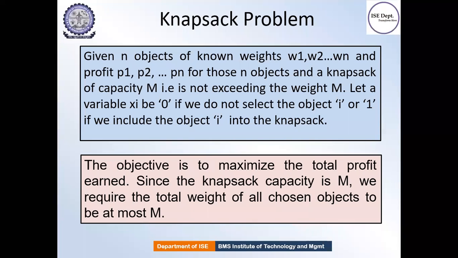You may feel that this problem has already been explained using the greedy technique. But here, first let us define what this problem is. We already know in the knapsack problem, N objects have been given, and each of these objects is associated with its respective weight, w1 to wn. And along with the weights, it has also been assigned certain profits, P1 to Pn, for all those n objects.